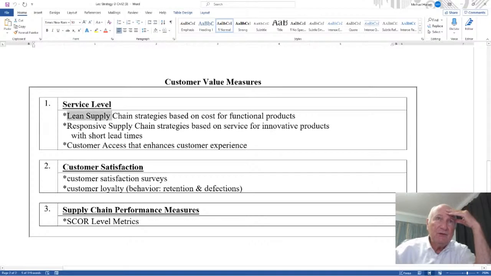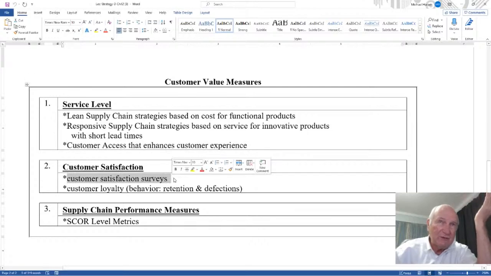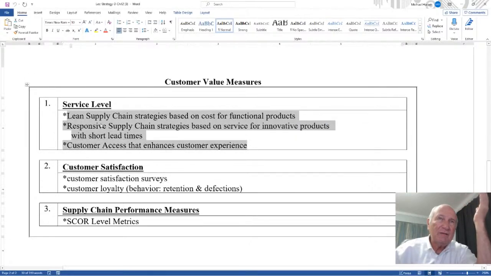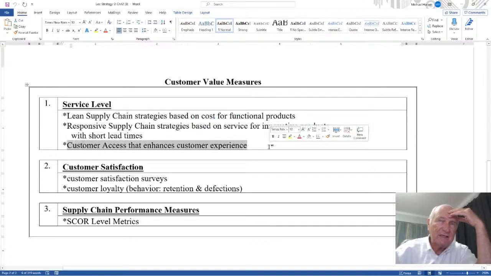For the service level, you have lean supply chains based on the functional products as cost. Responsive is based on service, for innovative, for short lead times. Customer access is experience. For customer satisfaction, you have surveys. Those are metrics. These are metrics for service level. You say, how is cost a metric for service level? Well, you're servicing because this functional product is priced correctly. Okay, so lean supply chains can impact that. Responsive can impact short lead times, and customer access enhances the experience. So that service is important.